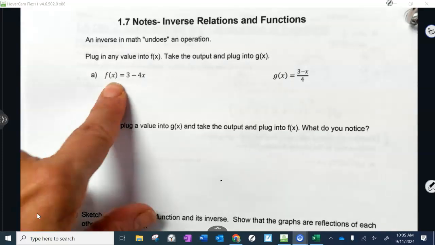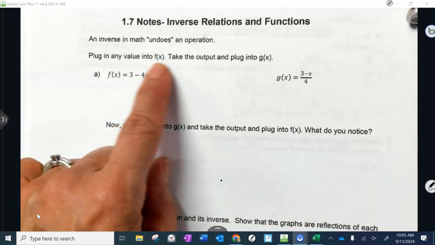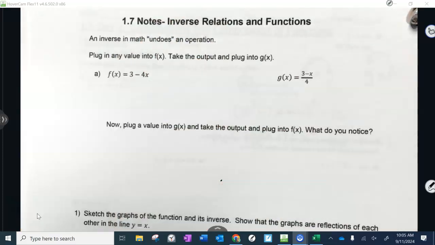Time to examine. All right. An inverse undoes an operation. Plug in any value into f of x, take the output, and plug it into g of x.